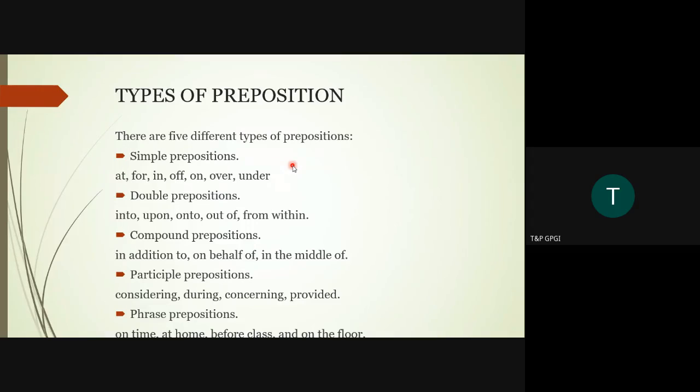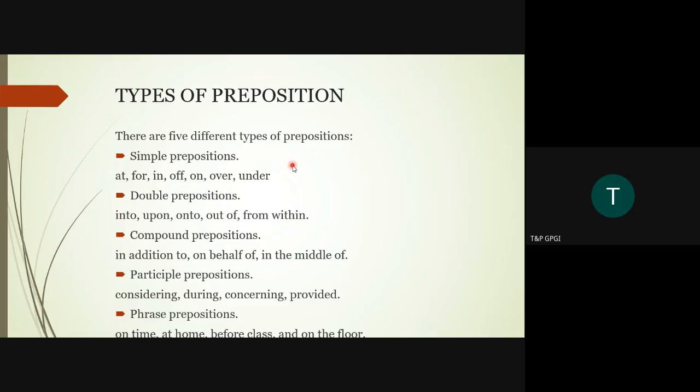Similarly, compound preposition covers 3 or more words in it. So for example, in addition to, on behalf of: I attended the meeting on behalf of my senior. Okay, that's an example of compound preposition. Or in the middle of, like she was lost in the middle of the night. Okay, so this is an example of compound preposition.